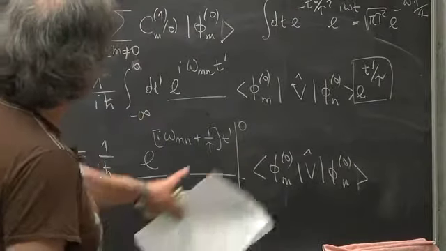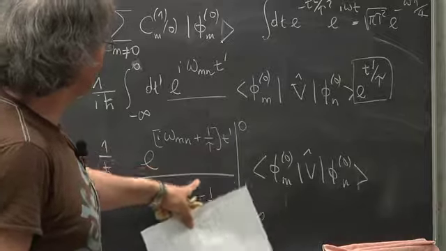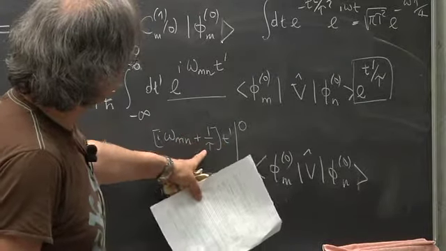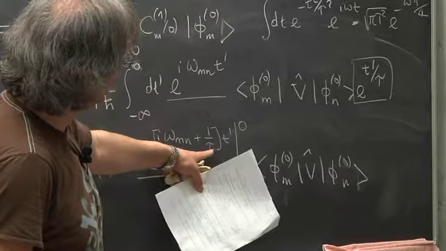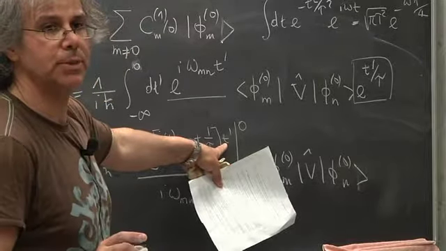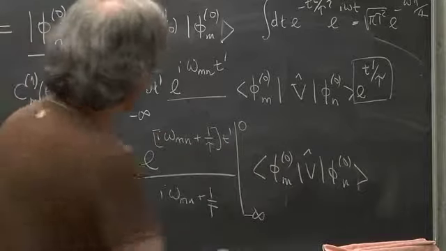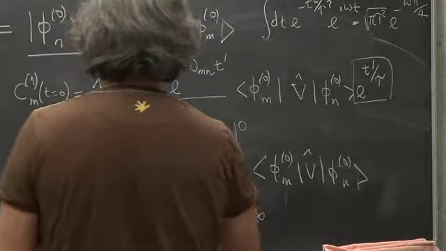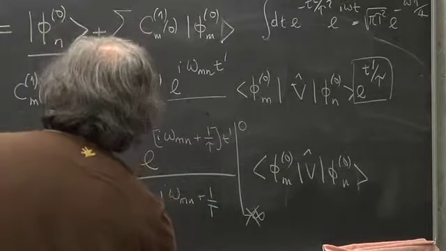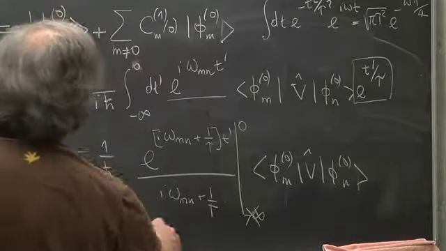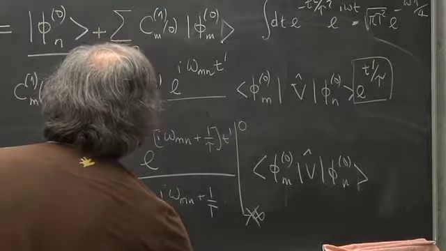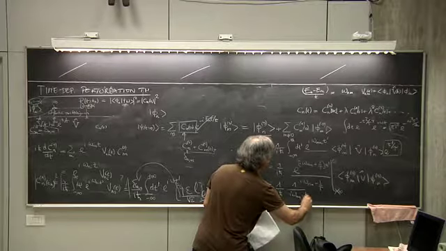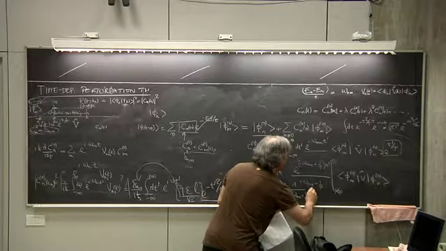Now, at 0, this is 1 divided by this thing. And at minus infinity, due to the fact that there is a 1 over tau, the contribution is just 0. So no need to take the minus infinity, just 0. So all this becomes just a 1. So 1 over i h bar, 1 divided by i omega mn plus 1 over tau, times the matrix element there.